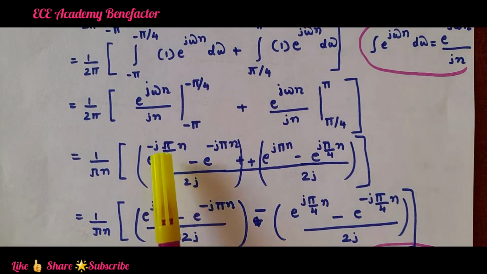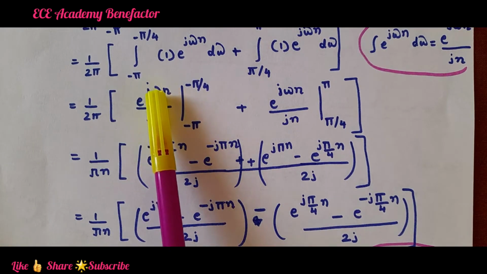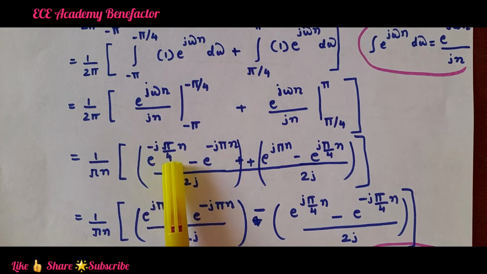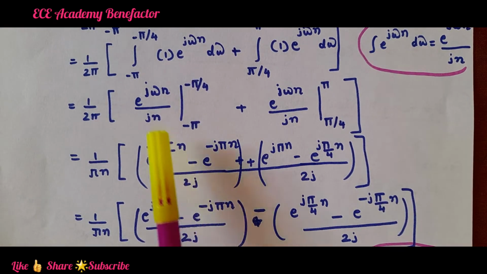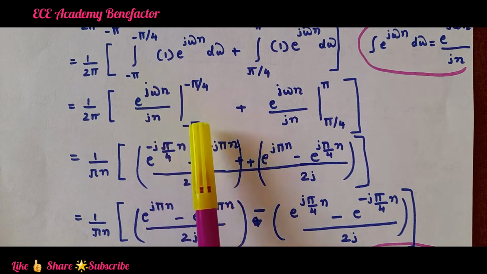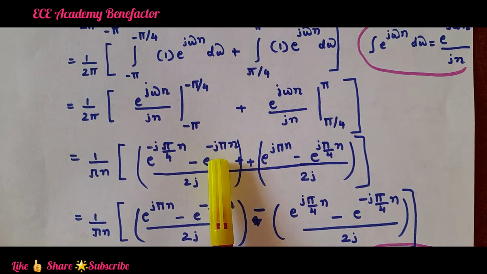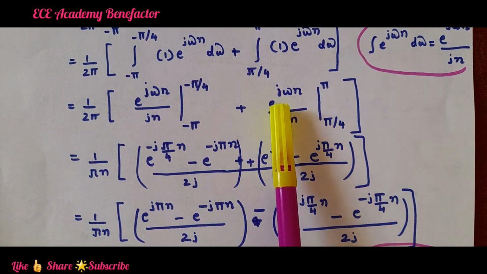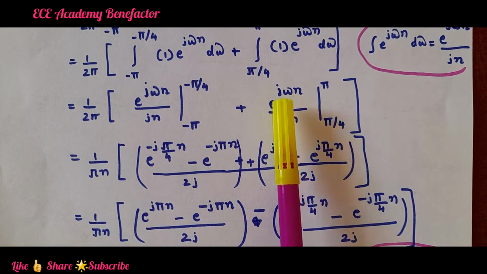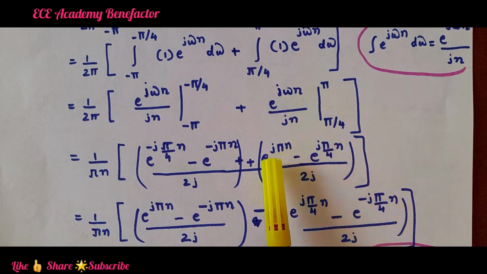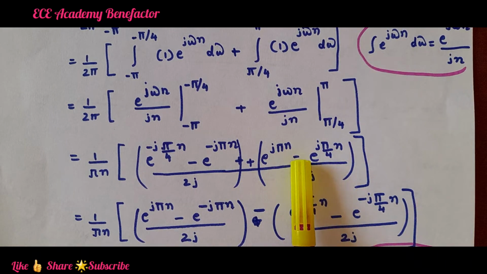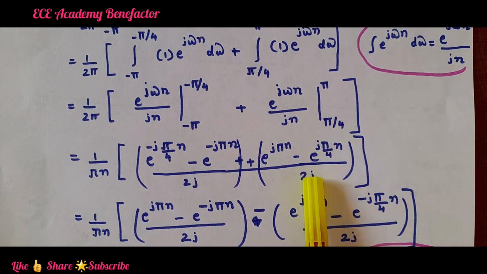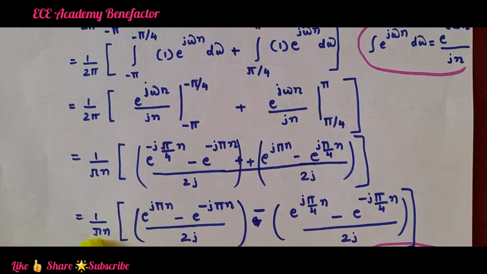Okay. So, on writing, substitute the omega value: e to the power minus j pi by 4 and minus e to the power minus j pi n by 2j, plus e to the power j pi n minus e to the power j pi by 4 n by 2j. So, 1 by pi n.